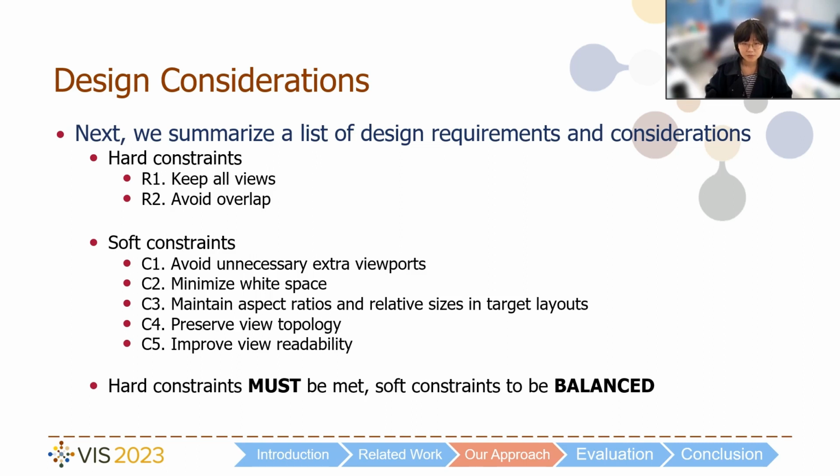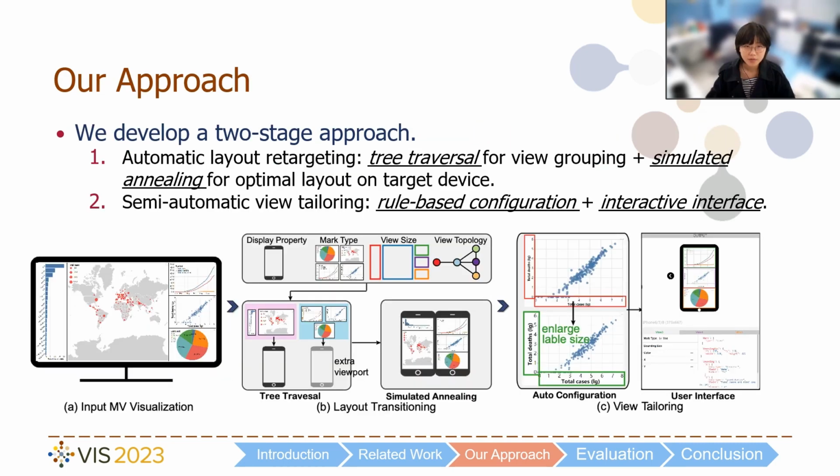For instance, if we want to minimize the white space, it's definitely to change the aspect ratio since we adapted the visualizations to a new device with a different shape. We have devised a two-stage method to address the challenges in responsive multiple view visualization design.